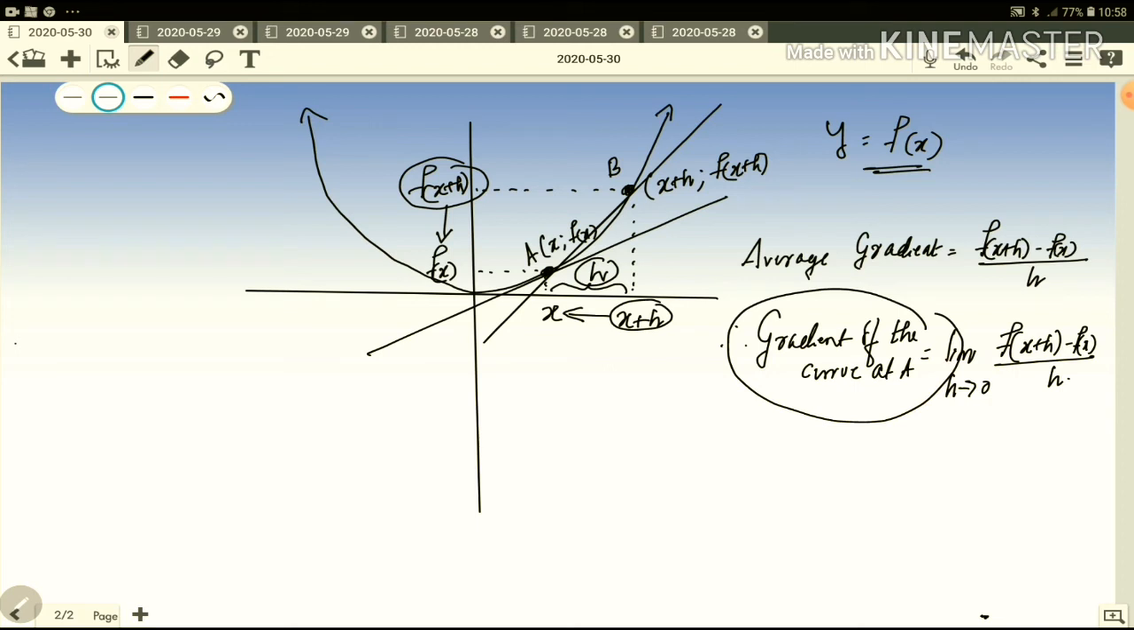At the beginning of this video I told you about how to find the gradient of a curve. This method is known as differentiation. So in short, we can write f dash x or f prime x is equal to limit h tends to 0, f of x plus h minus f of x divided by h. This is how we prove the formula for the first principle.